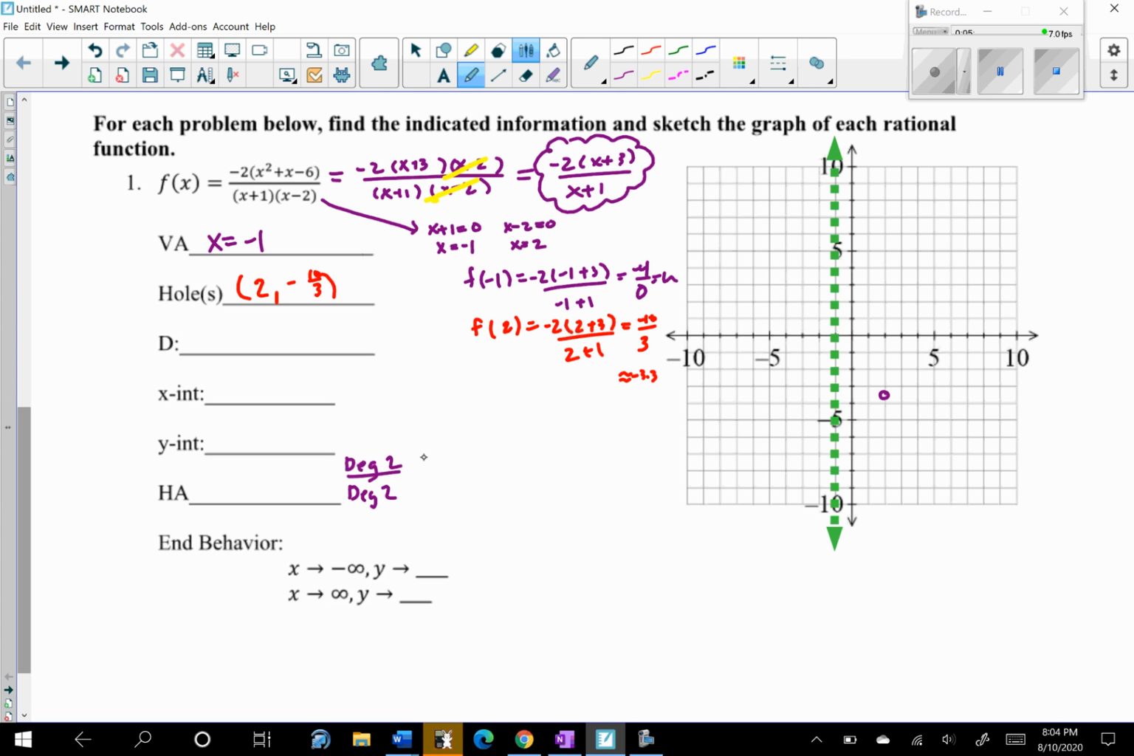So remember, we said when the degree of the numerator and the denominator are the same, so the numerator degree equals denominator degree, you look at the ratio of the leading coefficients. So your horizontal asymptote would be y equals the leading coefficient of my numerator, which is negative 2. In my denominator, if I would multiply this out, I would get 1x squared, so negative 2 over 1. So negative 2 is my asymptote for the horizontal.